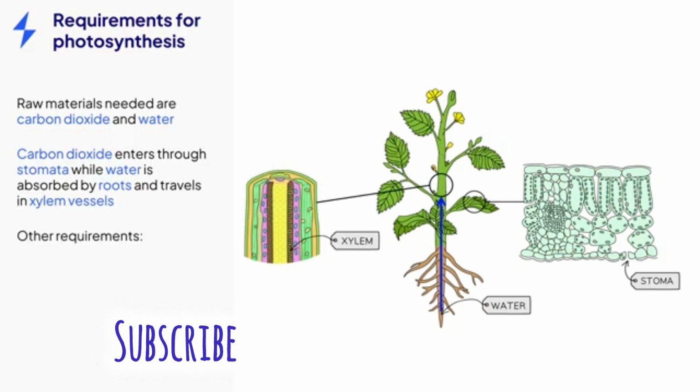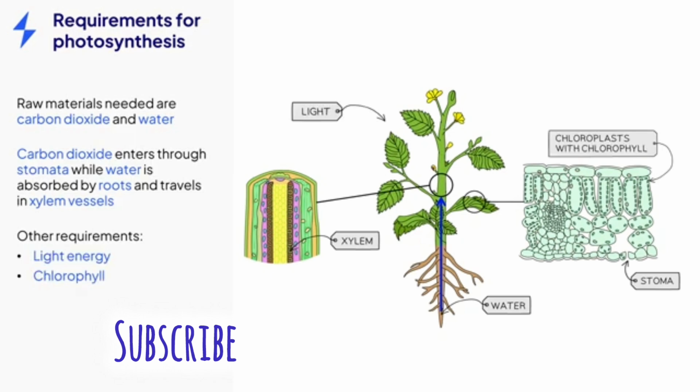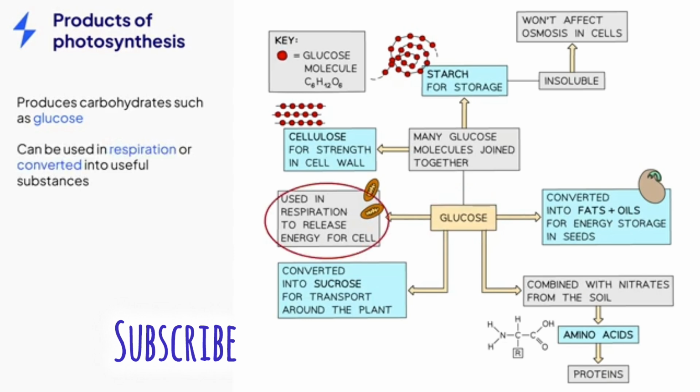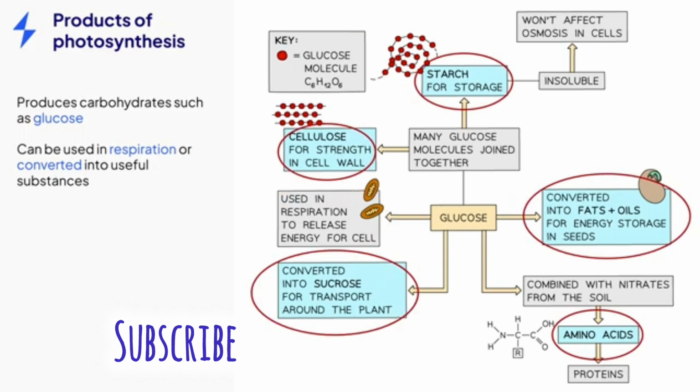Along with these raw materials, light energy from the sun and chlorophyll found in the chloroplast of plant cells are also requirements for photosynthesis. Remember that light energy is not a substance and therefore not considered a raw material. The plant uses the requirements for photosynthesis to produce carbohydrates such as glucose. The glucose can be used in respiration to release energy for cellular functions or be converted into other useful substances for plants, such as starch, cellulose, lipids, and amino acids.